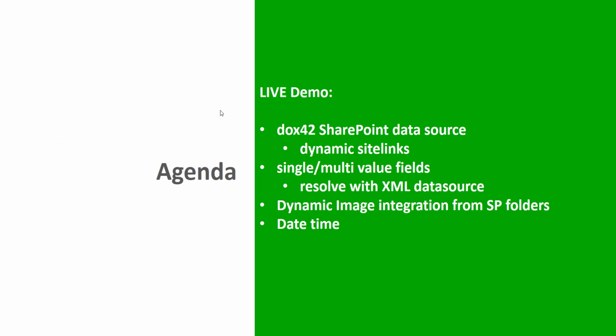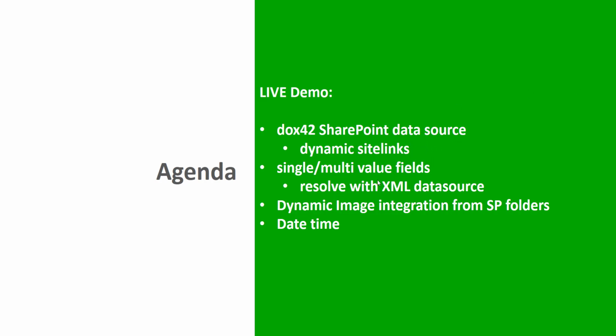So what can you expect from this webinar? We have, of course, the Docs42 SharePoint data source. I will connect to SharePoint data, and then I will show you how you can configure dynamic site links. Actually, all these things are support questions from our customers, and I try to cover everything. Dynamic site links are needed if you have something like projects where you always have the same structure, but just one different part in the URL, something like project A, project B. I will show you that.